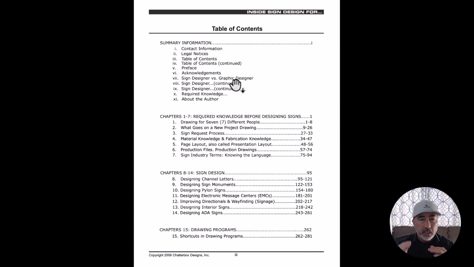Sign monuments and pylons. And then I covered electronic message centers because at the time, 15 years ago, they were becoming more prevalent. I wanted to touch on that because I had seen so many drawings that were just driving me nuts. Chapter 12 is on improving directionals and wayfinding signage.